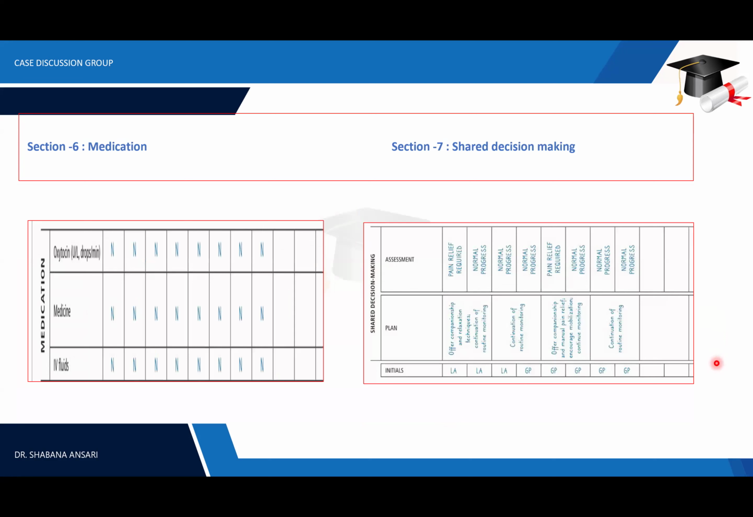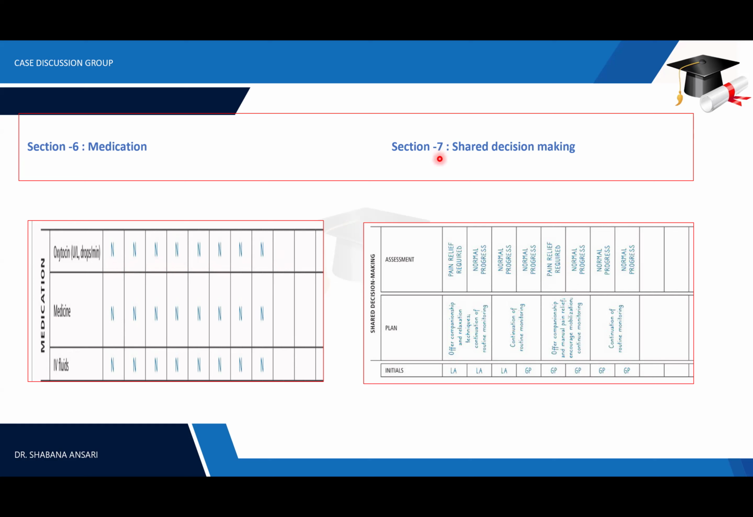Okay. Then medication. We have to be very specific about medication, write the full name. Suppose we are giving oxytocin to the patient, then we have to write the unit per liter and drops per minute. Any other medication like injection pethidine, we have to mention the name, dose, strength, IV fluids, the name and the drops per minute. So here, if patient is not receiving any medication, we will write N, and we have to fill this column every hour.